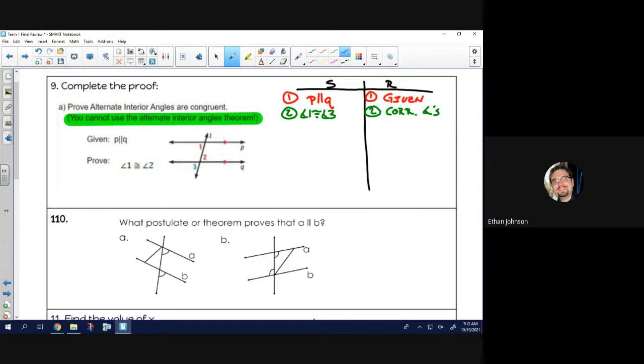In fact, looking at it again, I see another relationship. This one is angle 2 and angle 3 have to be congruent because they're vertical angles. So I just said angle 3 twice. Angle 1 is the same thing as angle 3, and angle 2 is the same thing as angle 3. So angle 1 has to be congruent to angle 2 because of the substitution or transitive property of equality.